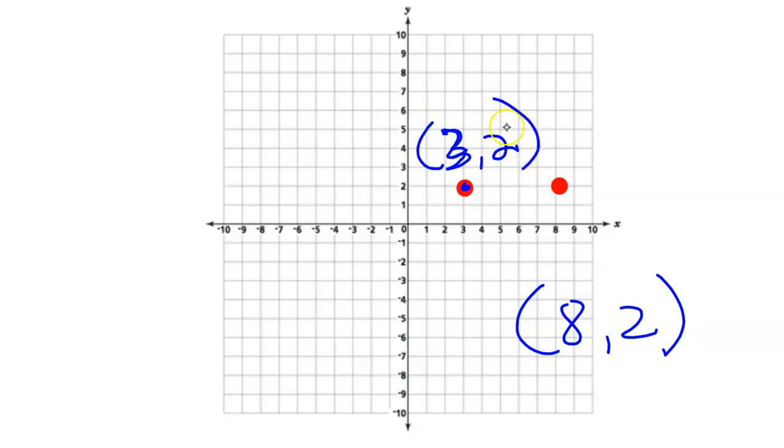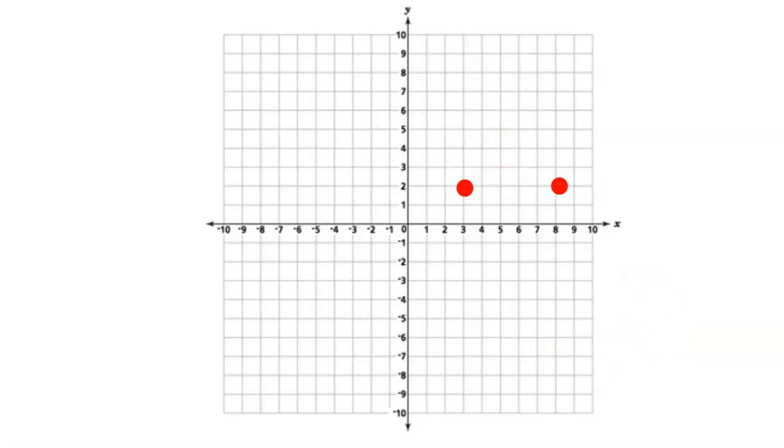Notice that the 2 always remains the same. That's because the 2 is a y coordinate. And when I move left or right, I do not change the y value. When I move left or right, I'm changing only my x value.